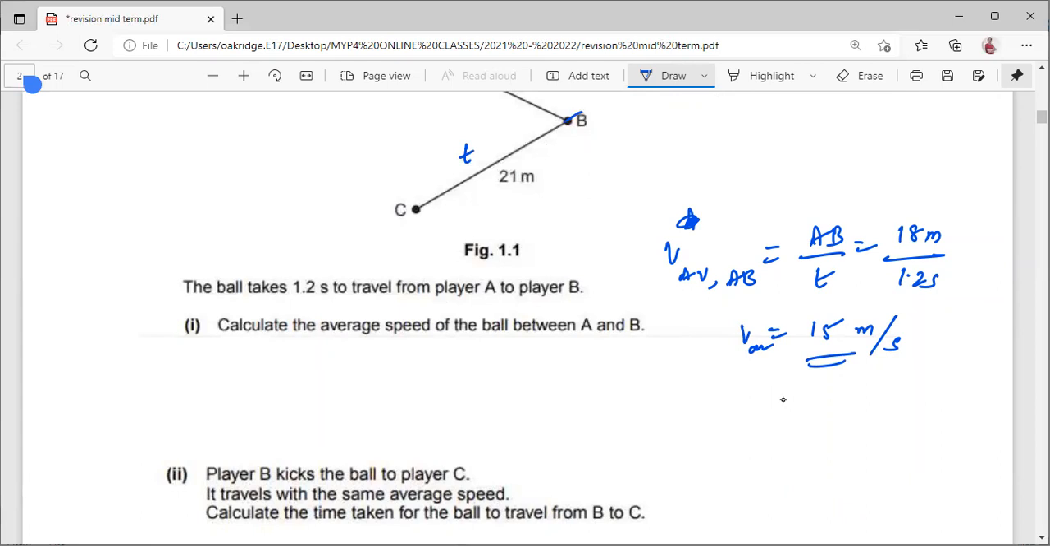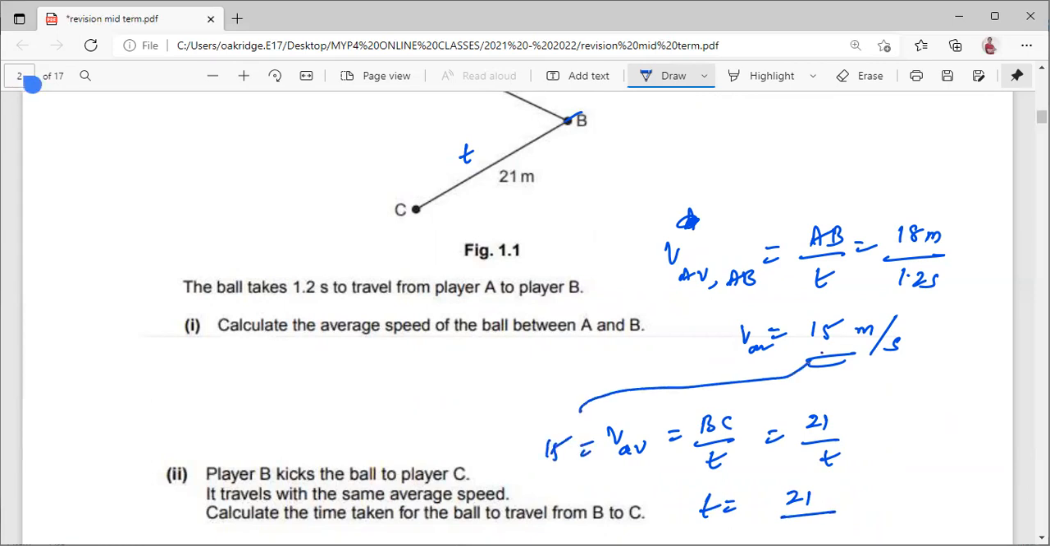Now, what is the definition for average speed? Average speed definition, V average is equal to the total distance traveled, which is BC, divided by time taken, right? Now we have the BC value. What's the BC value? 21 divided by time taken. I do not know. That's what I need to find. 21 by T. So now T should be equal to 21 divided by, now you see this value is 15. I copied from here. Why did I copy? Because it says it travels with the same average speed, right? 21 divided by 15, which should be equal to how much?